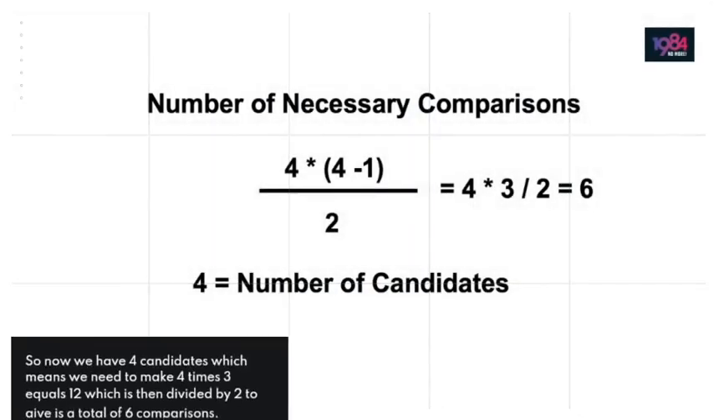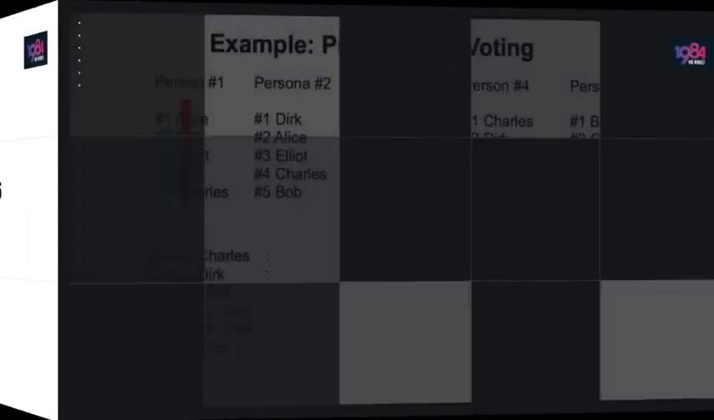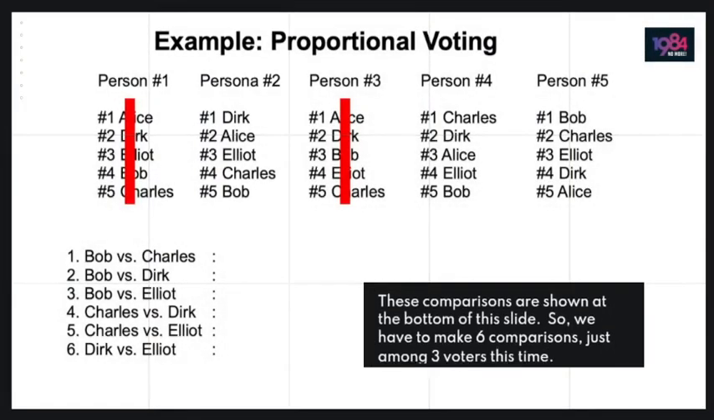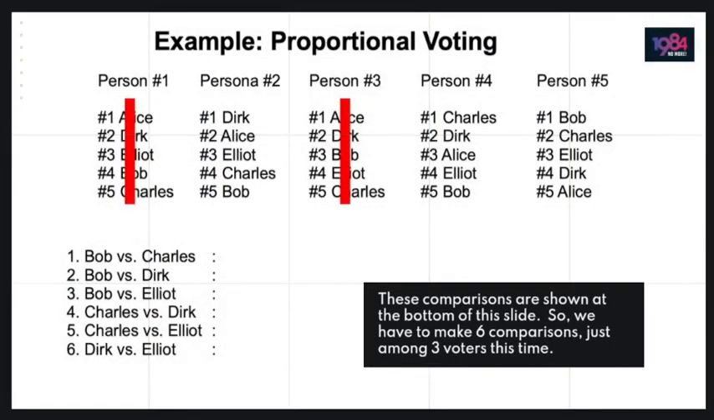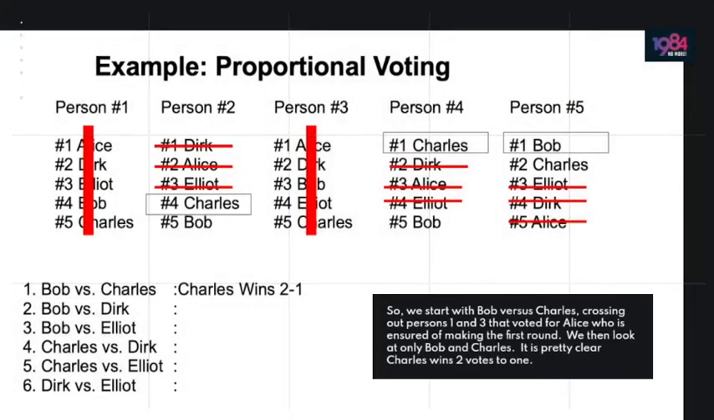So now we have 4 candidates, which means we need to make 4 times 3 equals 12, which is then divided by 2 to give us a total of 6 comparisons. These comparisons are shown at the bottom of this slide. So, we have to make 6 comparisons, just among 3 voters this time. So, we start with Bob versus Charles, crossing out persons 1 and 3 that voted for Alice, who is ensured of making the first round.